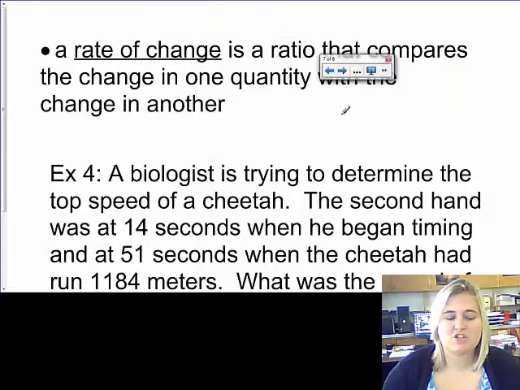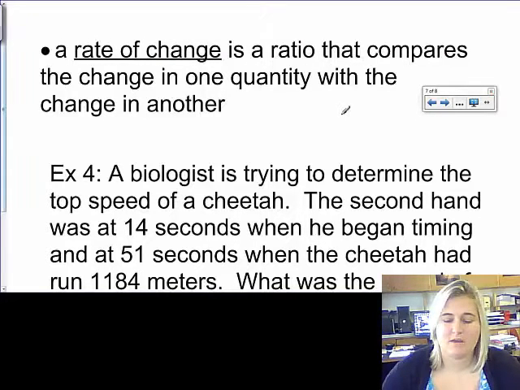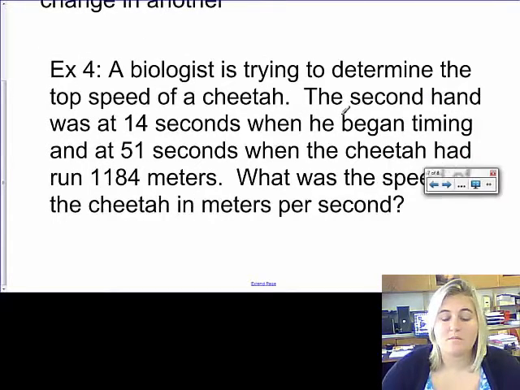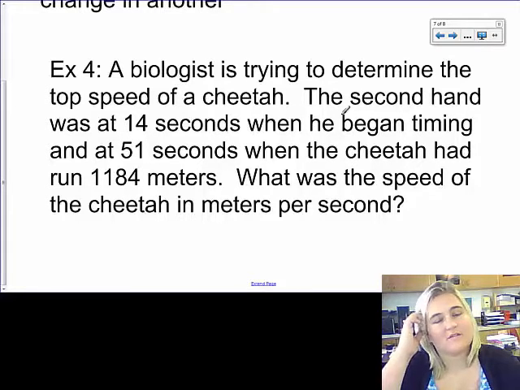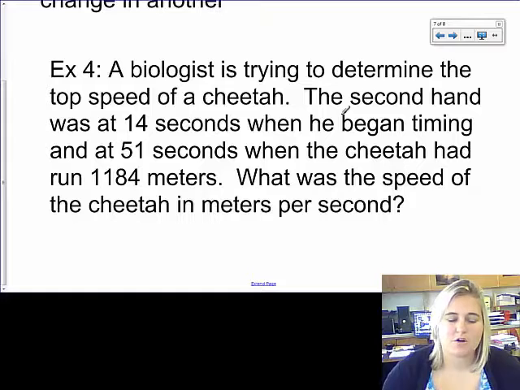Alright, so a rate of change is a ratio that compares the change in one quantity with the change in another. So it says a biologist is trying to determine the top speed of a cheetah. The second hand was at 14 seconds when he began timing, and at 51 seconds when the cheetah had run 1,184 meters. What was the speed of the cheetah in meters per second?